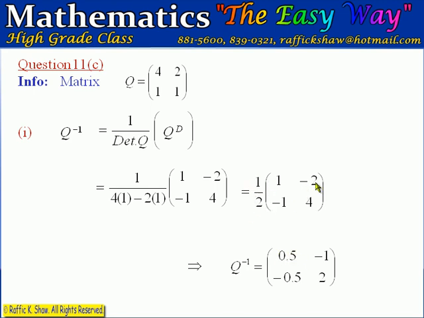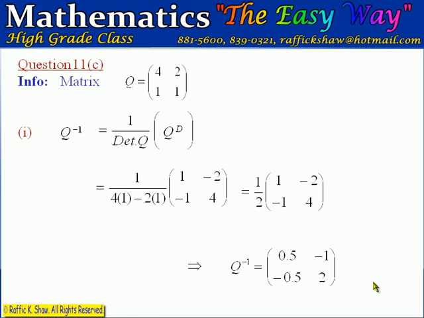A half multiplied by negative 2 is negative 1. A half multiplied by negative 1 here is negative 0.5. And a half of 4 is 2. And that's the result for Q to the minus 1, the inverse of the matrix Q. So that's part 1 of question 11C.